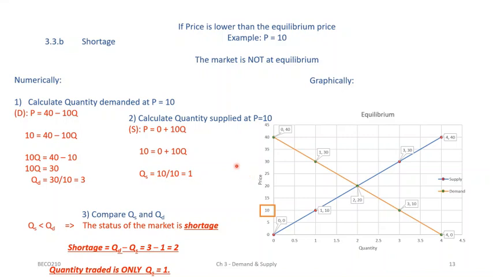Graphically, here's the supply function, demand function, and here's the equilibrium. Let's assume a price lower than the equilibrium, 10. The intersection with the supply curve gives us a quantity supplied equals 1. The intersection with the demand curve gives us a quantity demanded equals 3. The gap between the two is the shortage, which equals 2.